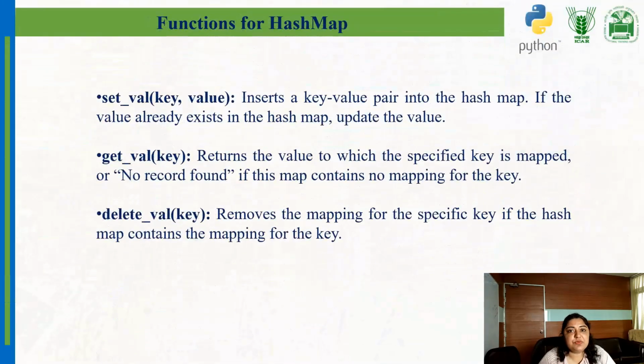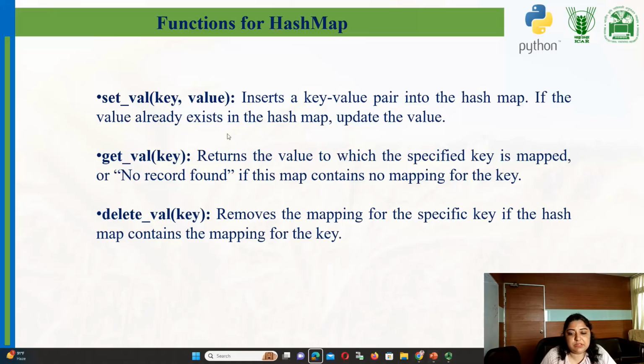These are some functions for a hash map. Set value: set key value inserts a key-value pair into the hash map. Basically, for implementing a hash map, we are using the dictionary data structure. And if the value already exists in the hash map, update the value. For get value, return the value to which the specified key is mapped, or if no record is found, then the map contains no mapping for the key. Then for deleting a value, using the key, remove the mapping of the specified key if the hash map contains the mapping for the key.